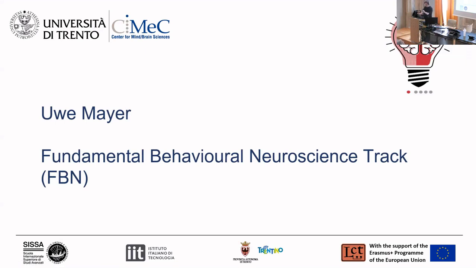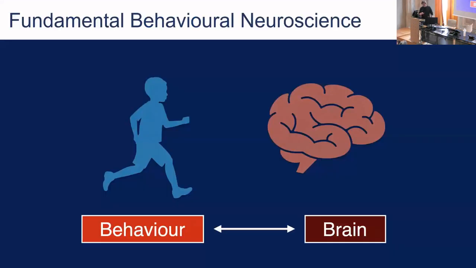So, hello everyone. I'm Uwe. I will present to you the fundamental behavioral neuroscience track. So what is behavioral neuroscience? Well, as the name says, on one side it deals with the behavior, on the other side with the brain. If you're interested in behavior only, like psychology or animal behavior, you can specialize in one; if you're interested in anatomy and structures, in the other.